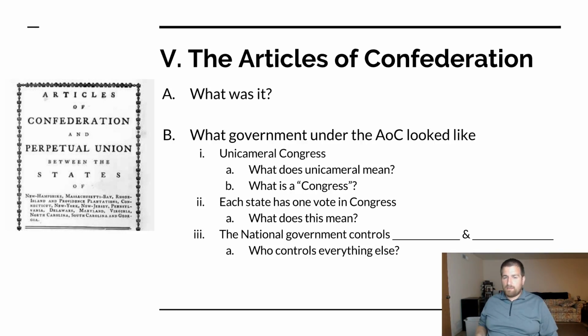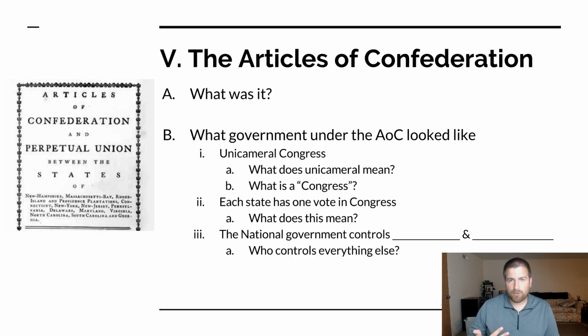What does that look like in particular? Well, first, the federal government under the Articles of Confederation called for a unicameral Congress. So let's break down those two words. Congress is a word I've used a few times now, and very simply, Congress is a legislative body in charge of making laws. So it is the name we give to our legislative branch. That is all Congress is.